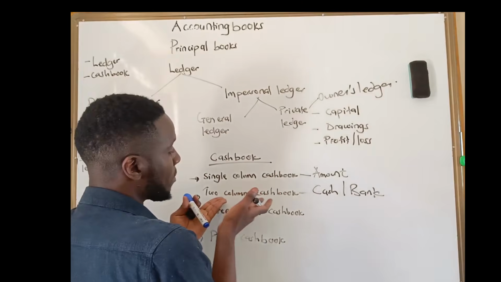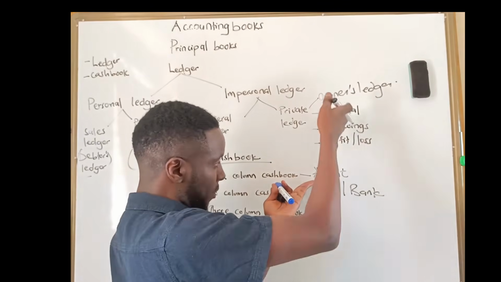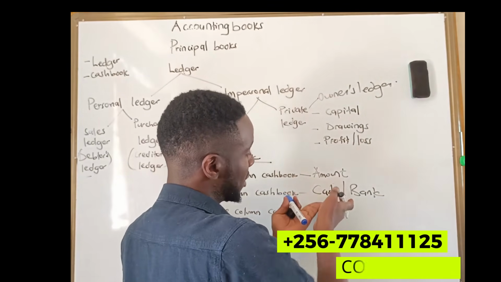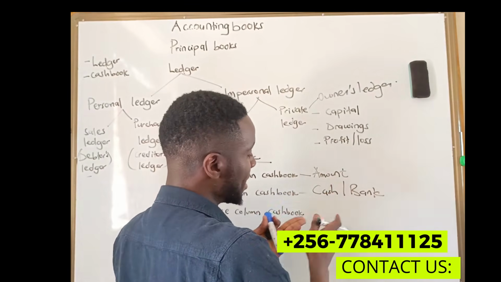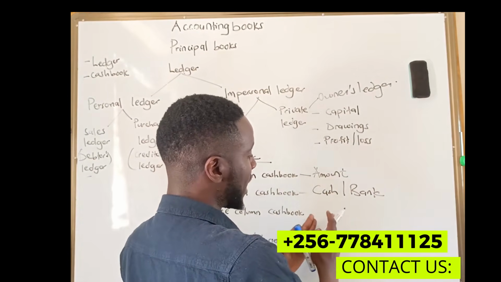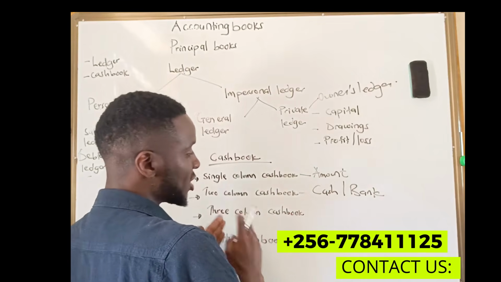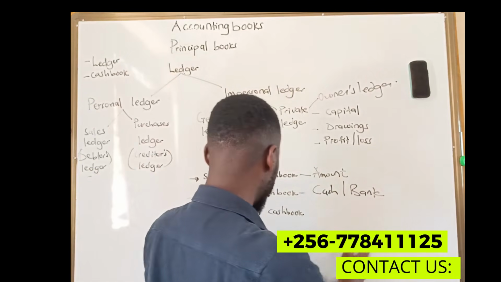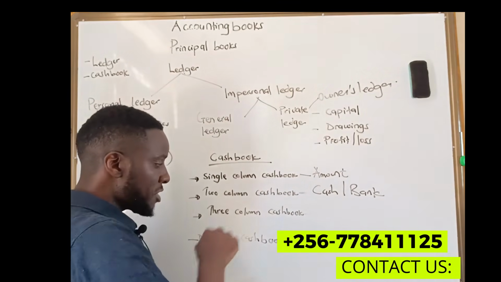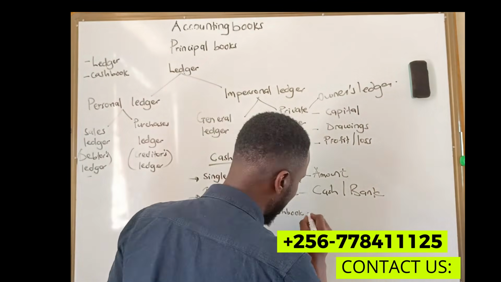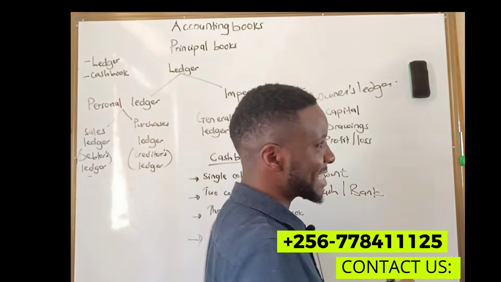When it comes to a 2 column cash book, we shall divide the amount column into 2, into cash and bank. So meaning, when money comes as cash, we shall record it under the cash column. When it comes by check, we shall record it under the bank column. Then when we get to the 3 column cash book, we shall look at the discount allowed and discount received.